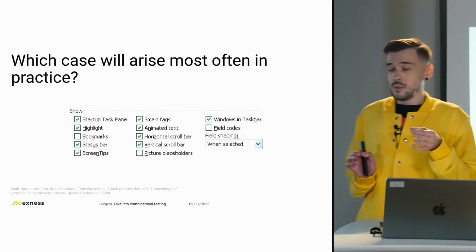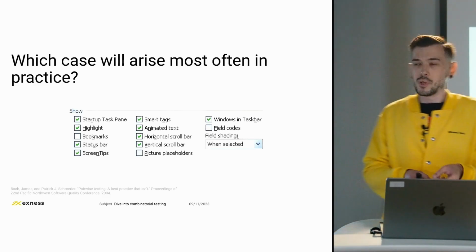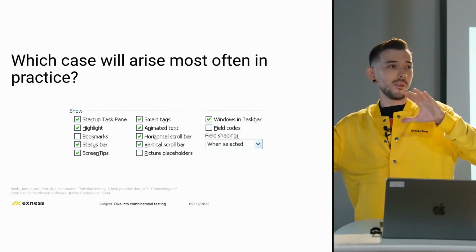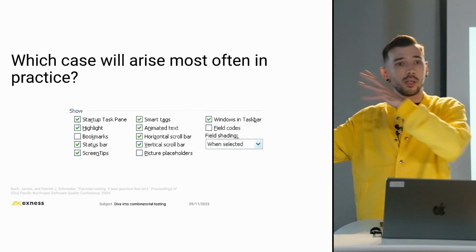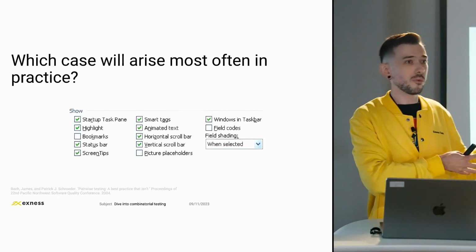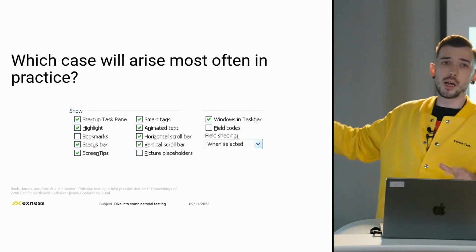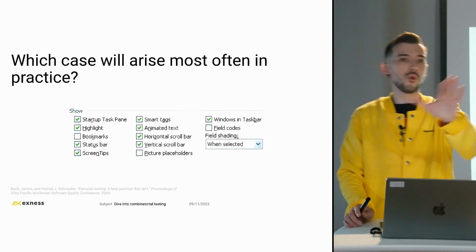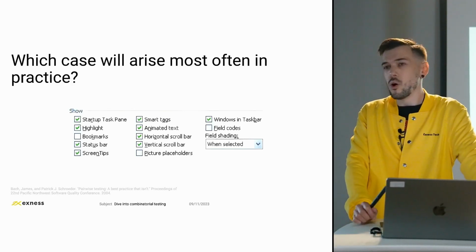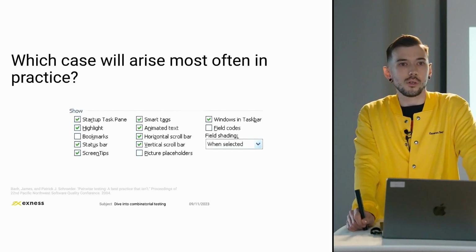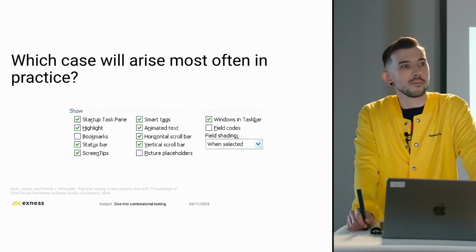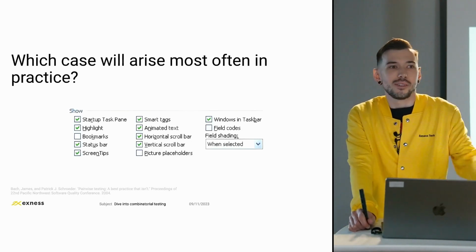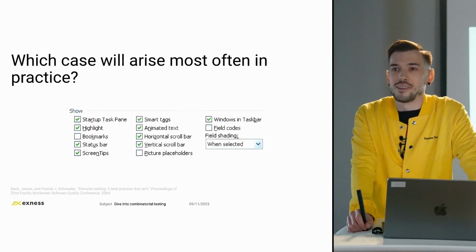Okay, another game. I think that not all test cases are equal. So which case will arise most often for this application? This is a word text processor. We have a bunch of binary inputs. This is a setup page where you just activate highlighting and other options. So what do you think, guys? Which case among all possible inputs will be the most popular among users? You can say it out loud. I'll repeat it into the mic.